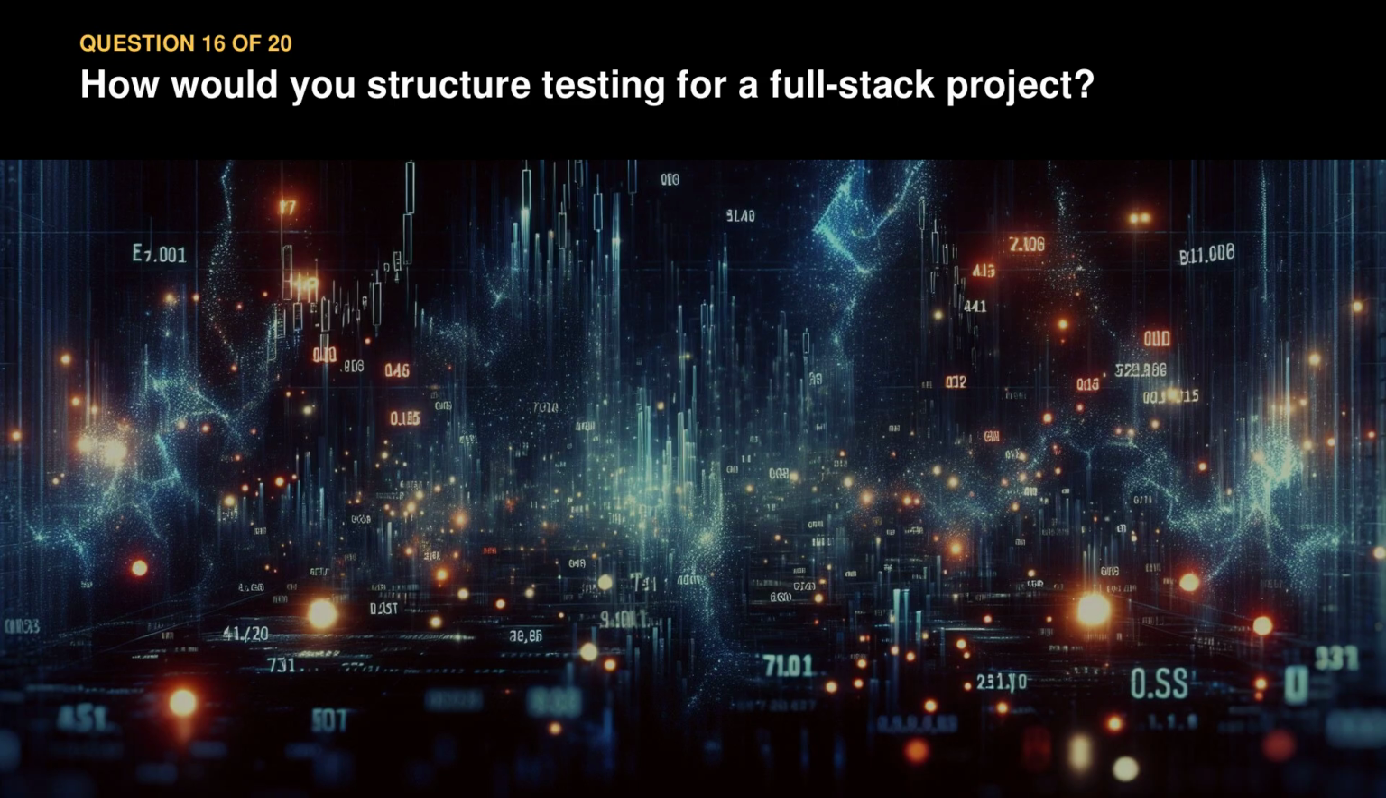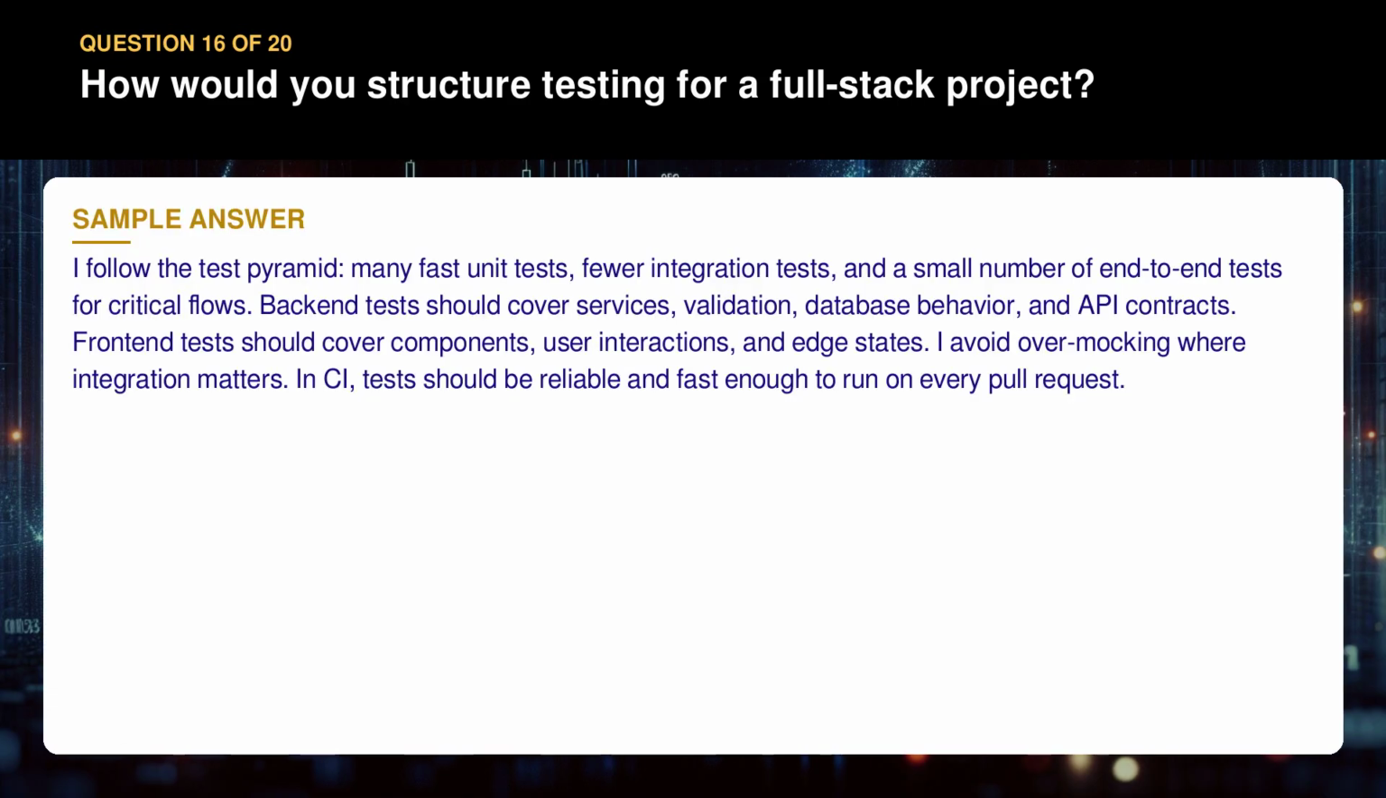Question 16. How would you structure testing for a full-stack project? I follow the test pyramid: many fast unit tests, fewer integration tests, and a small number of end-to-end tests for critical flows. Backend tests should cover services, validation, database behavior, and API contracts. Front-end tests should cover components, user interactions, and edge states. I avoid overmocking where integration matters. In CI, tests should be reliable and fast enough to run on every pull request.